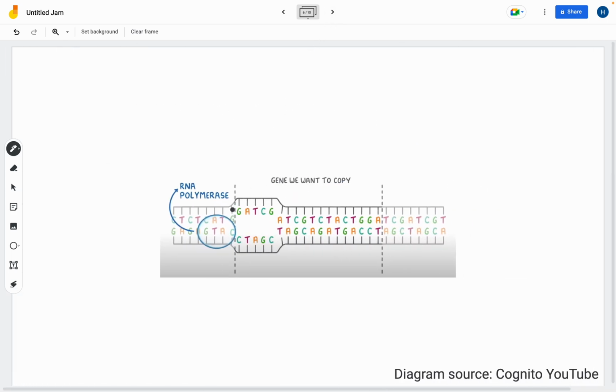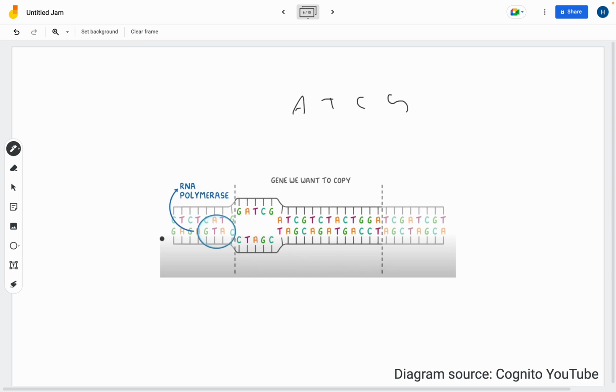2 strands. It causes it to separate. So before, when the base is ATCG, right? Adenine, thymine, cytosine, and guanine, right? They would have been connected together. They would have been holding the 2 strands together. But this RNA polymerase bonds just before the gene that we want to copy. And it creates this, it unzips it.